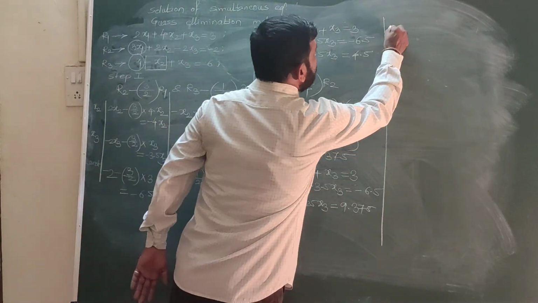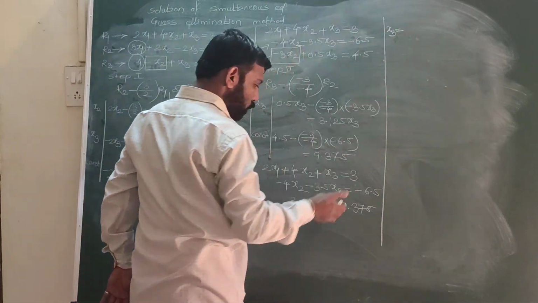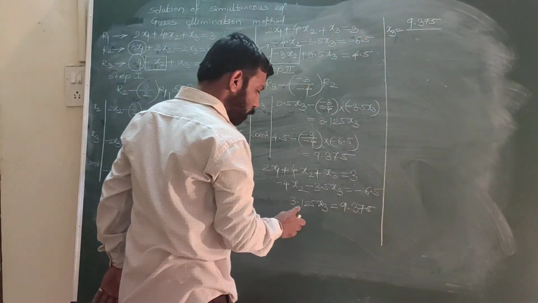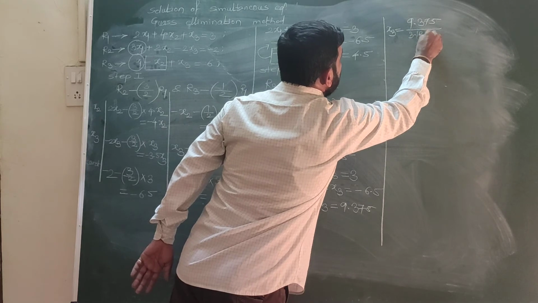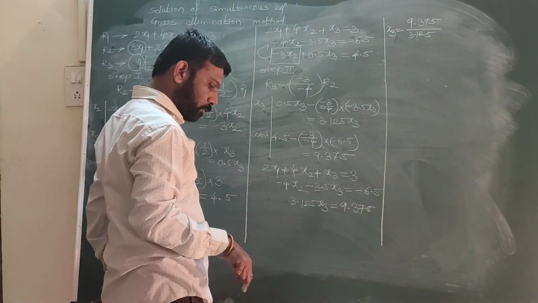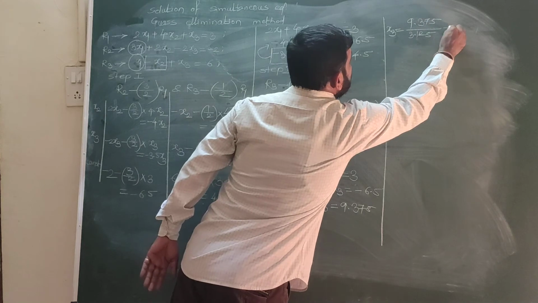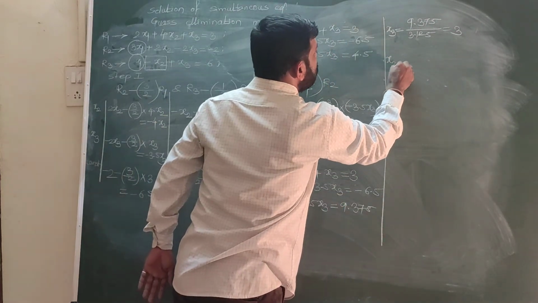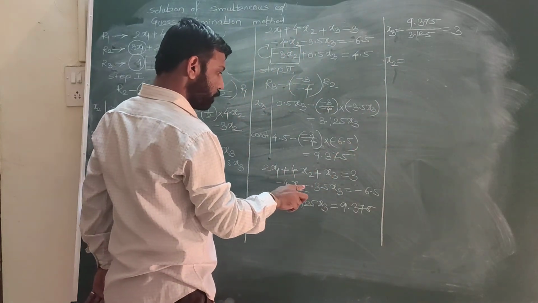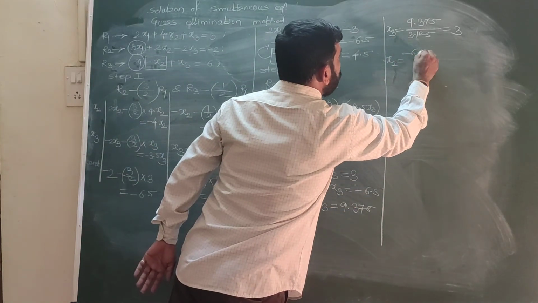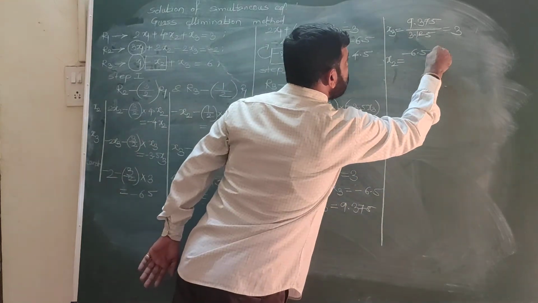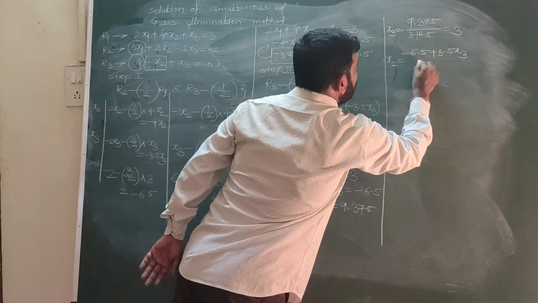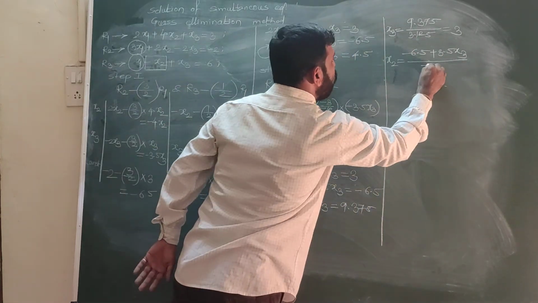So directly the value of x3 we will write here: x3 equals 9.375 divided by 3.125, and the output is x3 equals 3. Now the x2 calculation: minus 6.5 plus 3.5 x3, whole divided by minus 4.